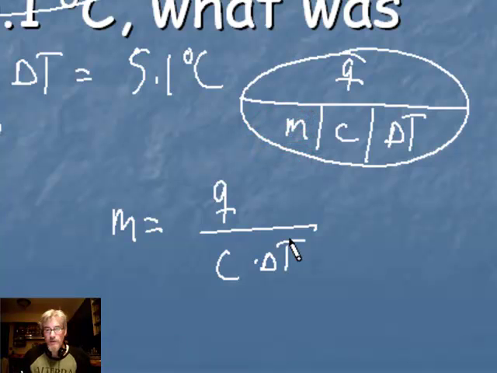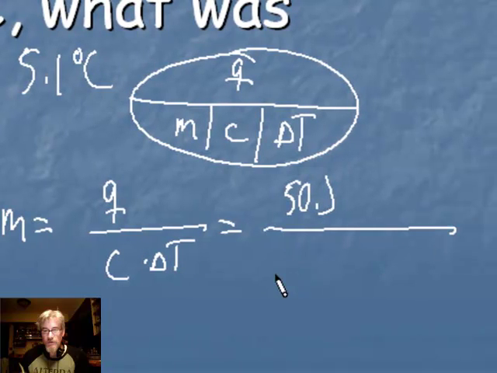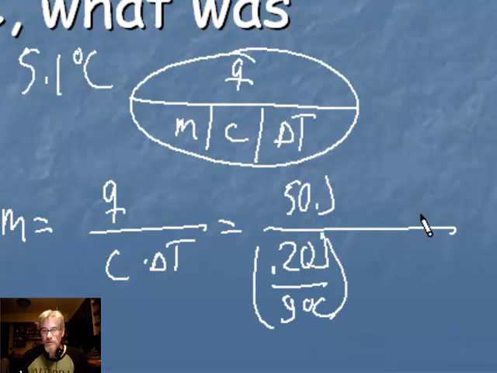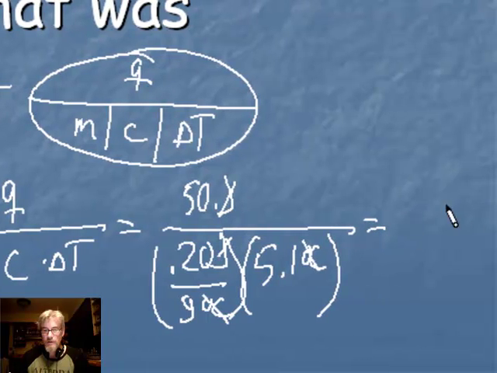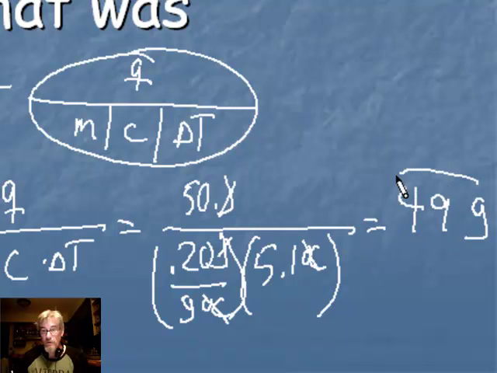If you're comfortable with algebra, you can come to the same conclusion by doing a couple of little steps of algebra. Let's plug in the information. Q, 50 joules. Specific heat, 0.20 joules per gram per degree C. And temperature change, 5.1 degrees C. Degrees C cancel out, so do joules. I'll end up with 1 over grams, which is just grams. And that's good because it's mass. Every measurement has two significant figures. My answer should as well, and I rounded to 49 grams.